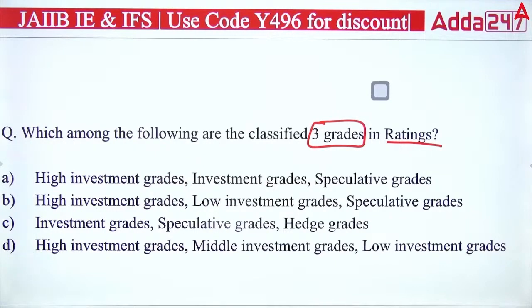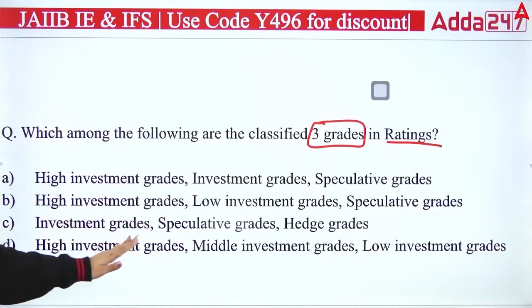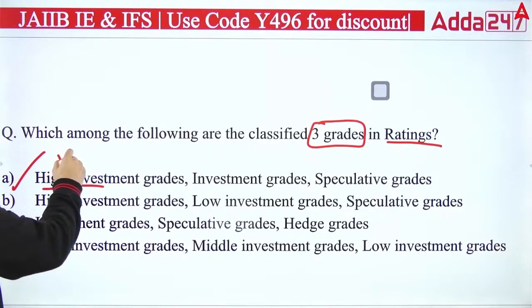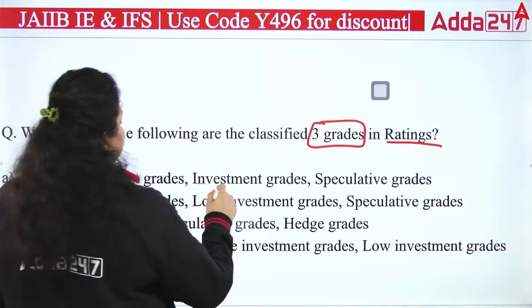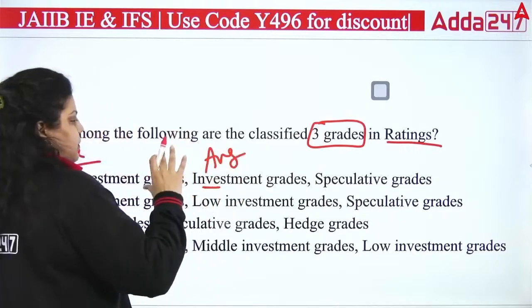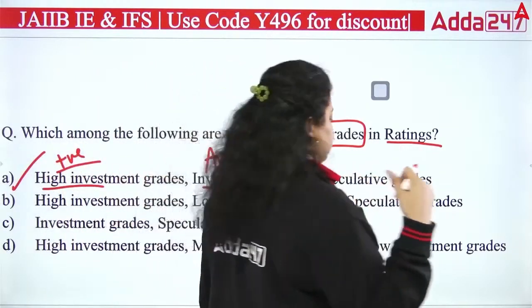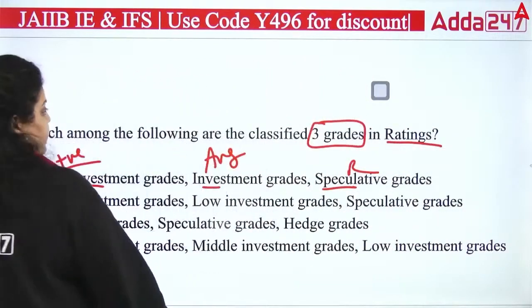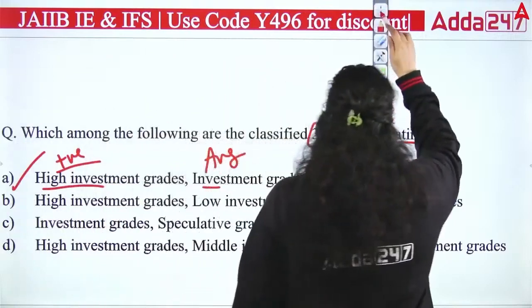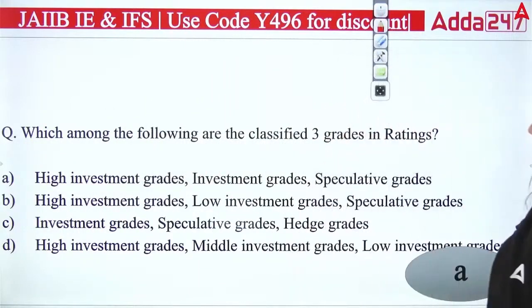So what are the 3 grades? High investment, middle investment, low investment. So the right answer is A. High investment grade: positive ratings and low chances of default. Investment grade and average rating: a little bit more chances compared to high investment. Speculative: totally risky. So the right answer will be A, that is high investment grade, investment grade and speculative.